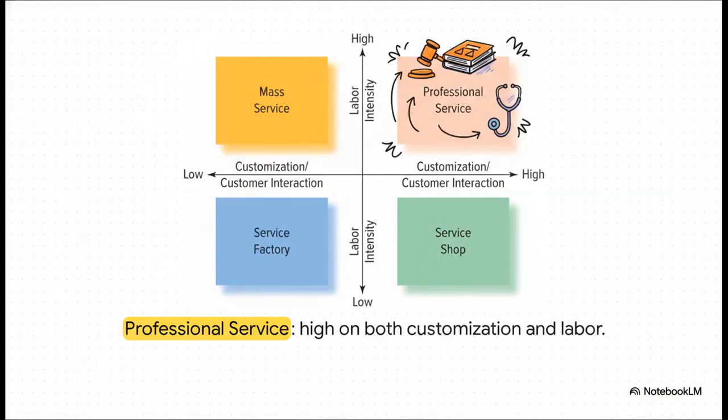And that brings us to the top right, professional services. This is the high-touch zone, high customization, and high labor. This is where you find your doctors, lawyers, architects, and consultants. You're paying for expertise that is tailored just for you. So as you can see, from a factory-like operation to a one-on-one consultation, this matrix gives us a super powerful way to understand the DNA of the entire service world.